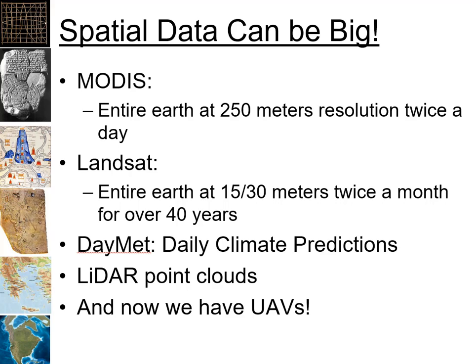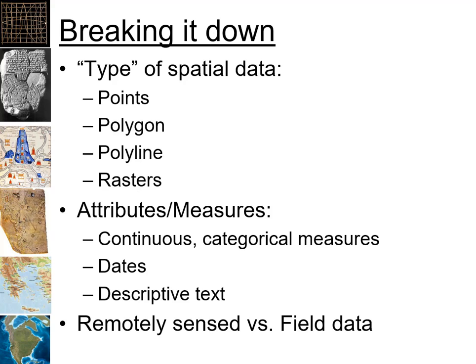So they are just little data generators at very high resolution. All right, so there's different ways to look at this data. The first one is the type of spatial data. Points, polygons, and polylines are the ones we've worked with for a long time, as well as rasters. First three, of course, being vector data.